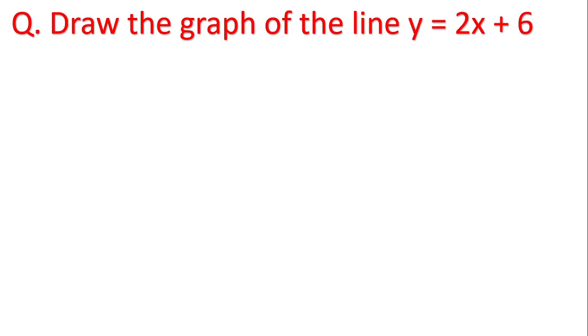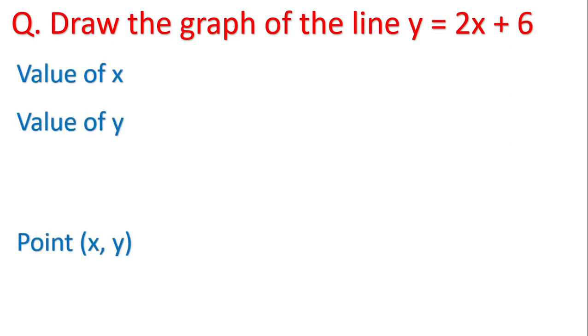Suppose we want to draw the graph of the equation y = 2x + 6. So what was the first step? First step was to take the value of x and then find the value of y. So here I have taken the value of x as 0. So what will be the value of y?